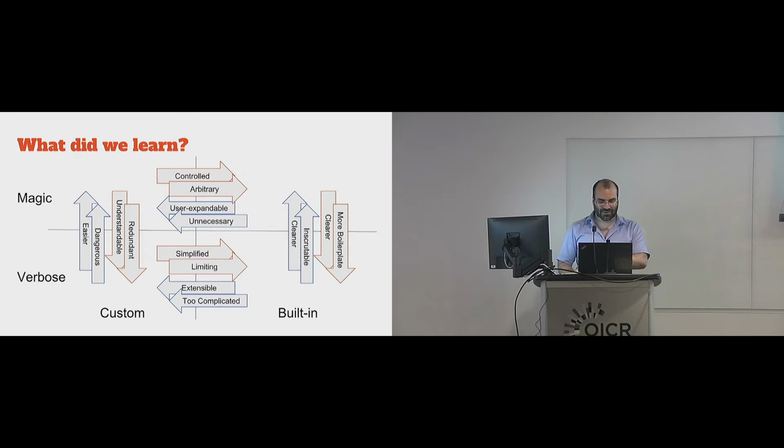Then there's the angry version of this diagram. Whenever we go from more magic to more verbose, we're adding boilerplate and redundancy. And whenever we're taking it out, then we're making it dangerous and inscrutable. Whenever we're going from custom to built-in, we're making it more arbitrary and limiting. Whenever we're taking it from built-in to more custom, it's unnecessary and too complicated.